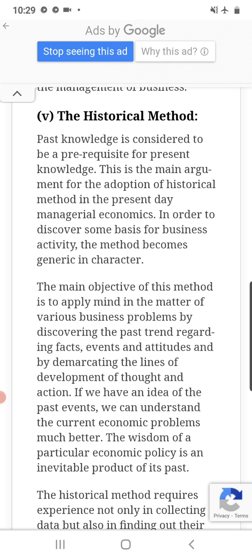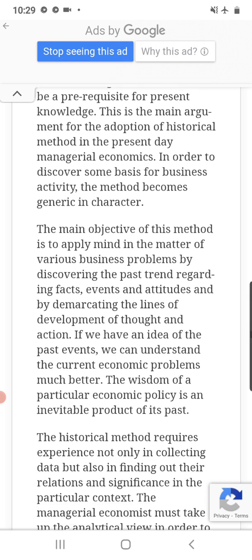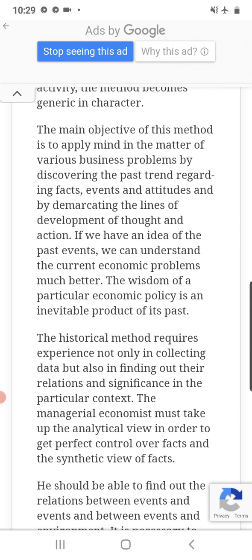The main object of this method is to apply the mind in the matter of various business problems by discovering the past trend and regarding facts, events, attitude and by demarcating the line of the development through the action. If we have the idea of the past event, we can understand the current economic problem much better. The wisdom of the particular economic policy and inevitable product in the past.